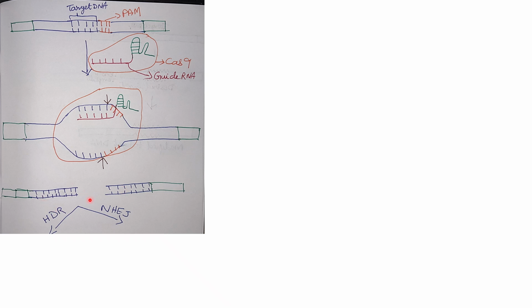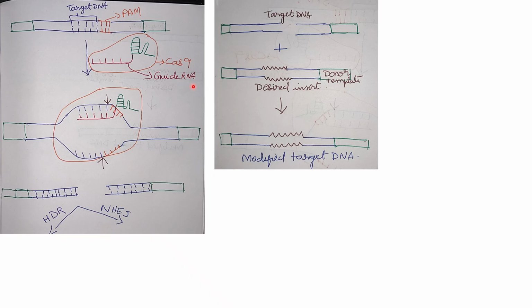So the repair pathway can be of two types, that is homology directed repair and non-homologous end joining repair. Now if it is homology directed repair, this is the target DNA. So into that you will add a donor template. If you want homology directed repair, then you will add a donor template. The donor template will have a sequence of your choice which you want to introduce into the target DNA.